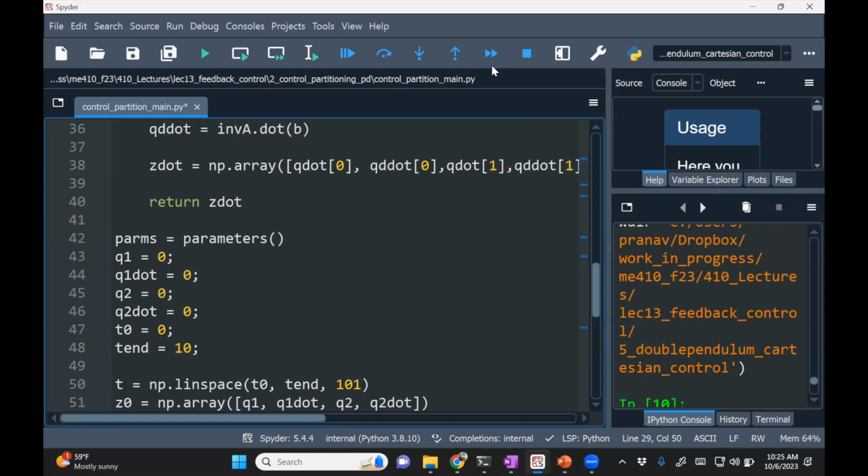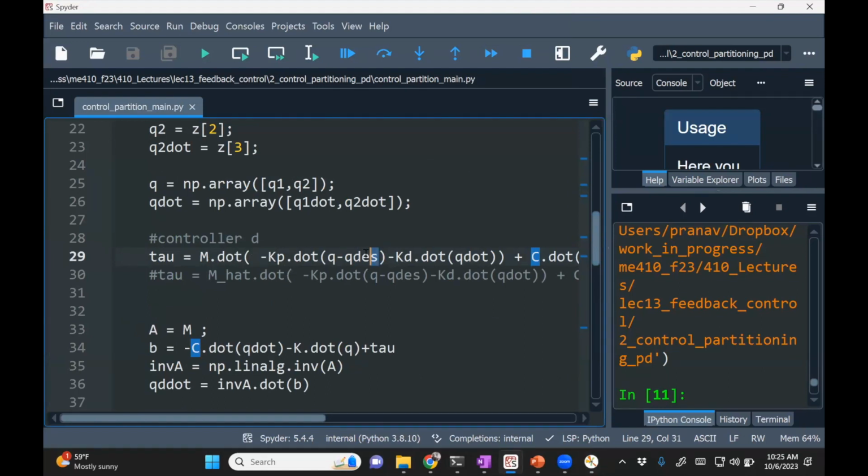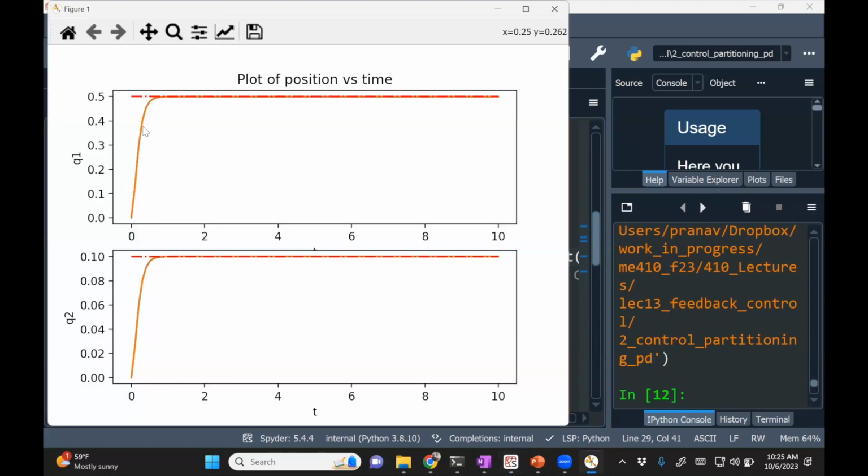So here, let me run this and see what output we get. Okay, so here I'm trying to go to 0.5 and 0.1. You could also have a case where it starts from 0.5 and 0.5 and goes to 0. So here I just decided I'm going to go from 0 and get Q2 to go to 0.1 and Q1 to go from 0 to 0.5. For that, I have this Q desired, which is 0.5 and 0, and Q dot is basically the velocity. So now, if you look at this, it immediately goes to 0.5 in less than, I don't know, 0.25 seconds or something like that.